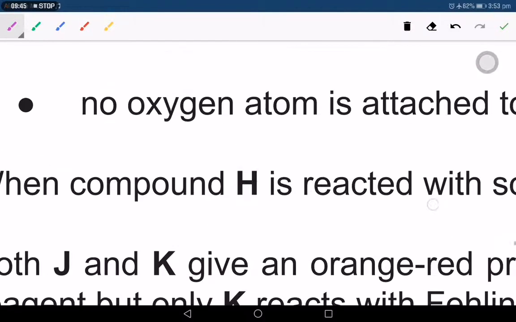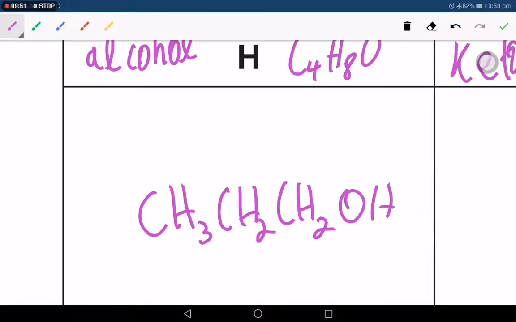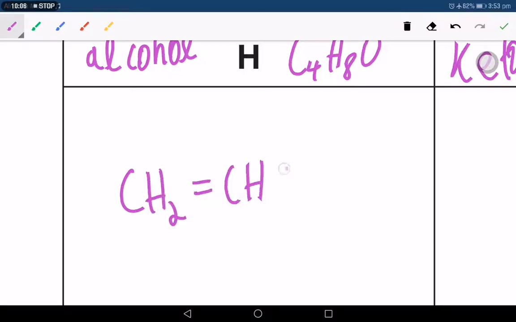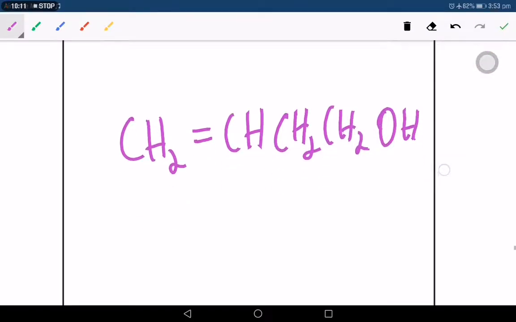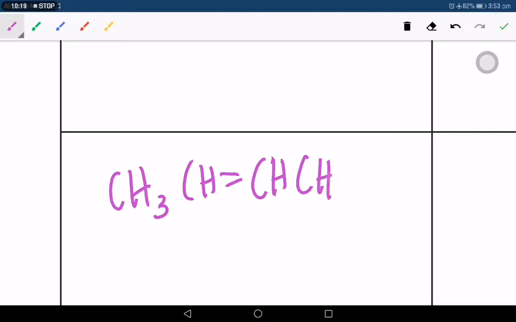But are you sure it's C4H8O? Yeah, C4H8O. Oh, but there are no 4 C, there's only 3, right? So we need to put in another one. So just put CH2, and then we put a double bond: CH2, CH, CH2, OH. Remember, we can move the double bond round and round, so we just put CH3, CH, CH, CH2, OH.